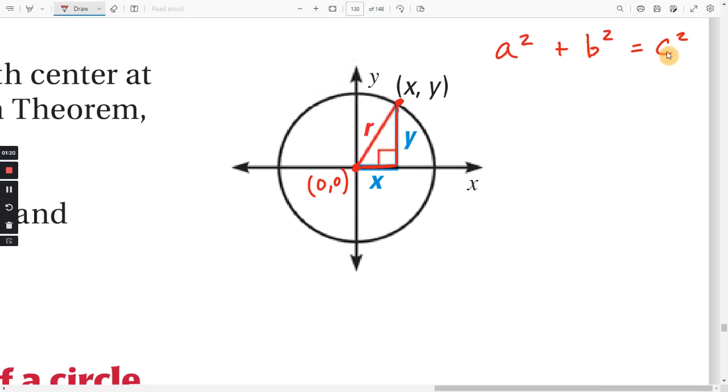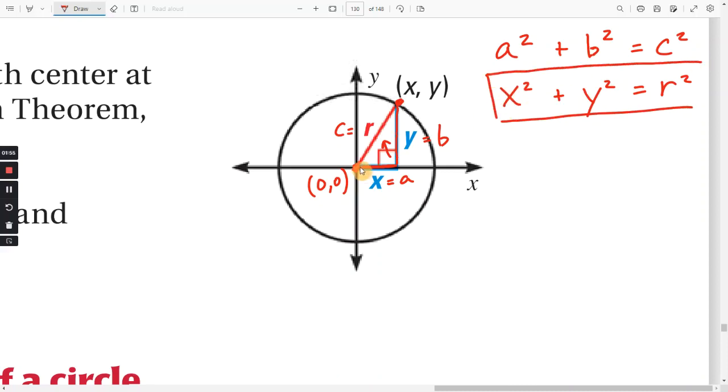We know that c is always the hypotenuse, the side across from the right angle. So in this case, the radius r equals c. So c squared is just going to be r squared. A and b are the other two sides, so we can let x equal a and we can let y equal b. So a squared is just going to be x squared and b squared is just going to be y squared. So this would be the equation of a circle with center at the origin.